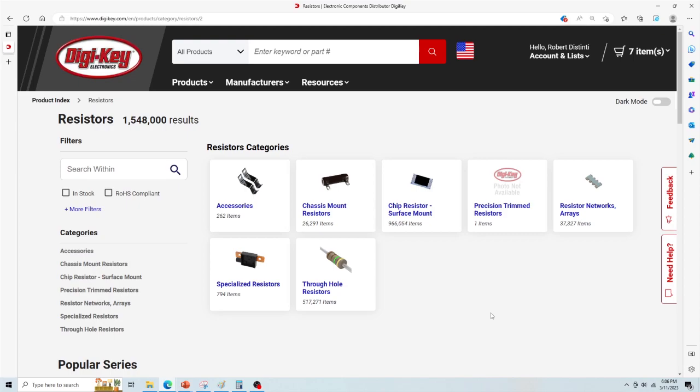Now, I already know that chip and surface mount resistors are not going to have the power handling capability that we want. If they do, they're going to be wickedly expensive. So we're going to look at through hole resistors.